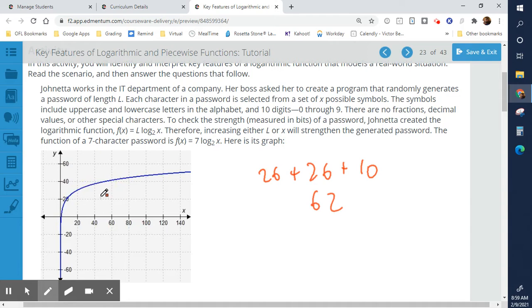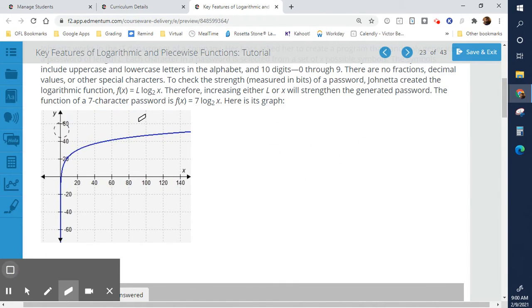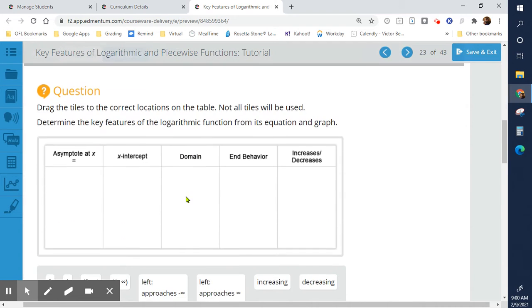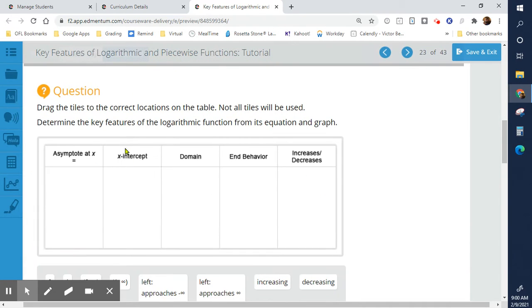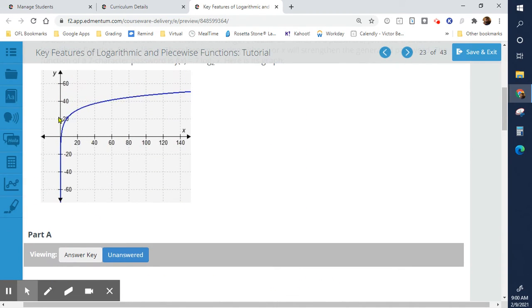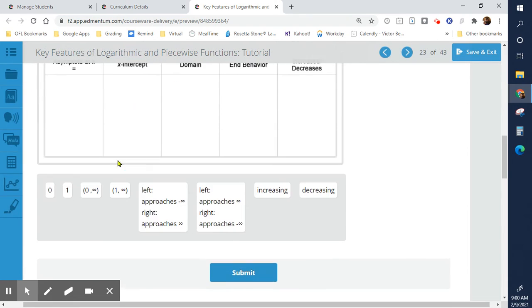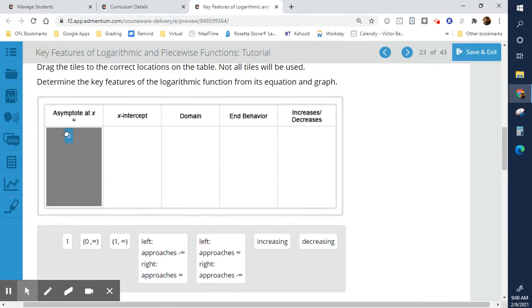So here's the graph with 7. So she's dealing with a 7 character password right now. All right, so let's look at what we could answer from here. When we're looking at this, we're going to ask ourselves, what's the asymptote? Well, we can see it very obviously here that the asymptote is still x equals 0. So I'm going to put 0.